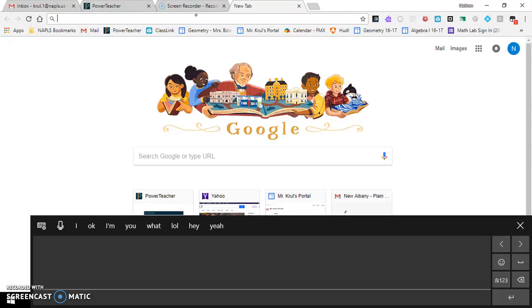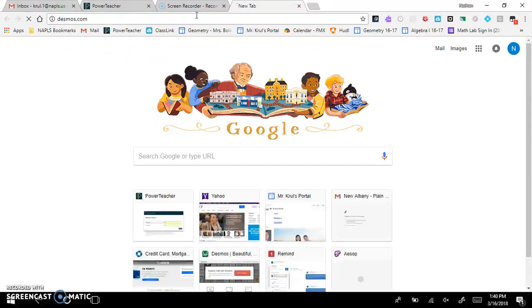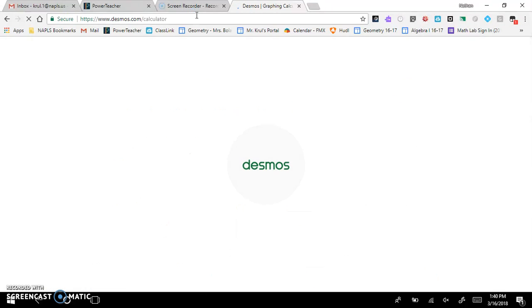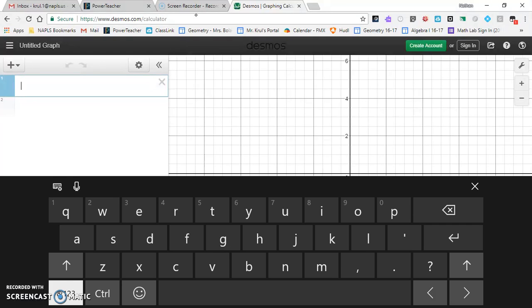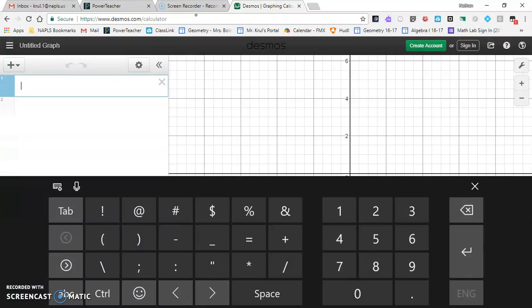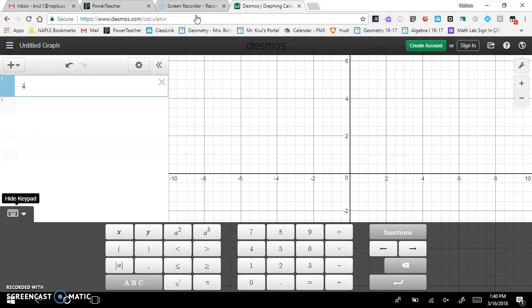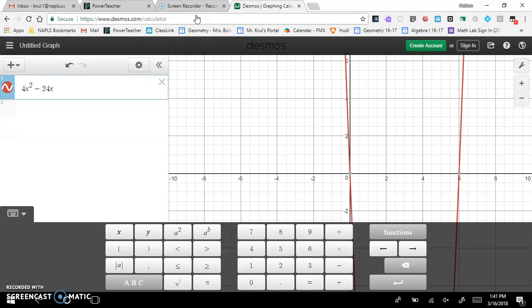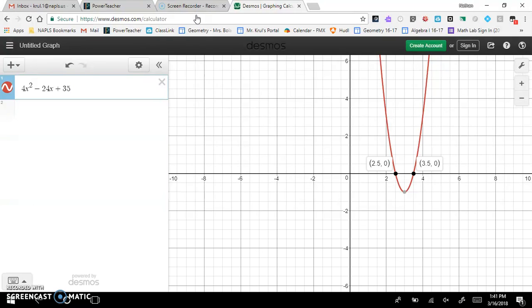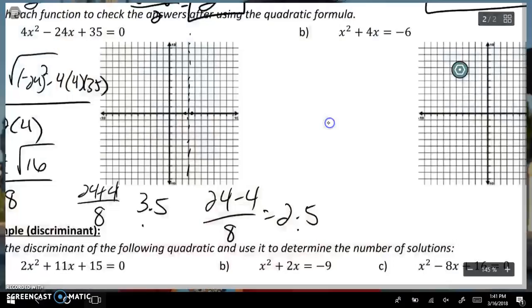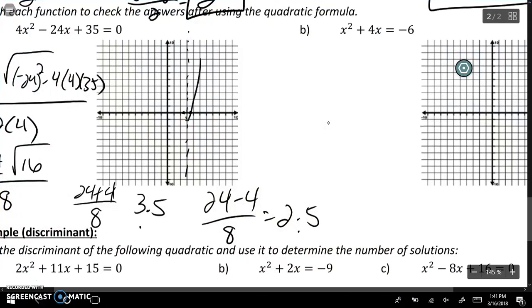Desmos.com. Ooh, that didn't work. Yes, there we go. Okay, we're going to start graphing. We're going to go ahead and graph this one. We've got x squared minus 24x plus 35, 2.5, 3.5, and 3. So that's how you can go ahead and sketch that guy. Okay. And it looks just like that.